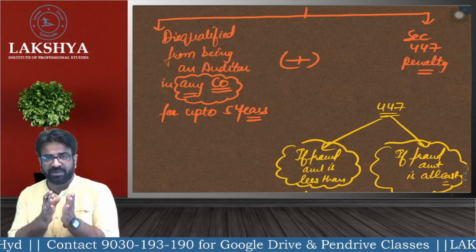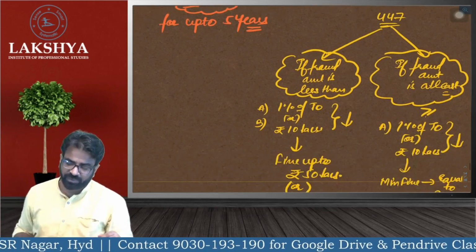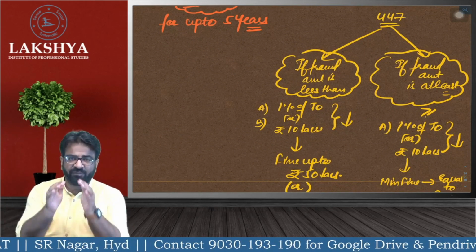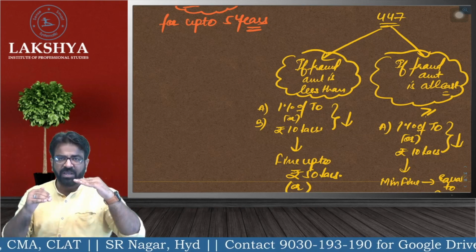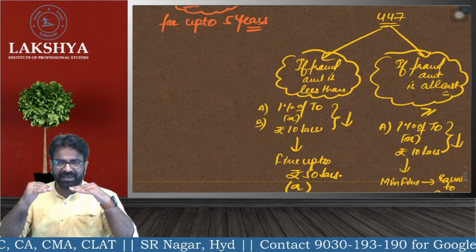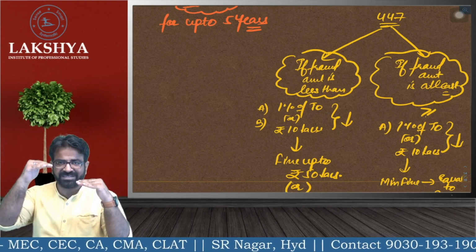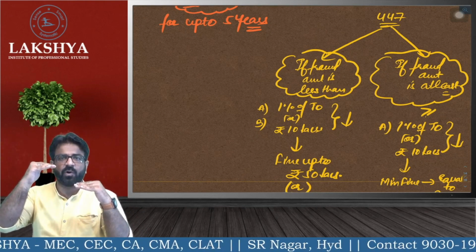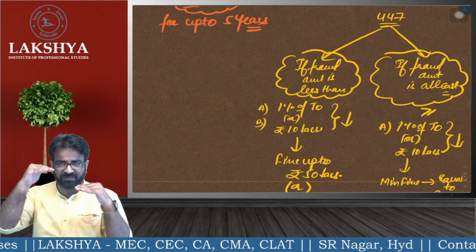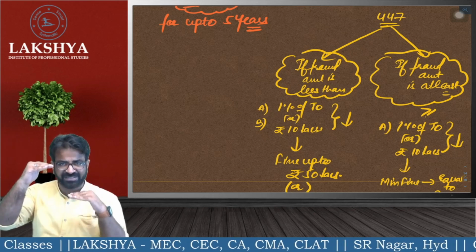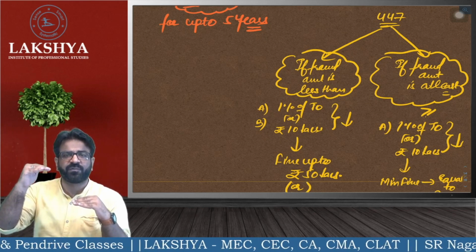And what is 447? Anyways, this is a part of your CA final law, but I am telling you here what 447 is. 447 क्या बोलता है? If the fraud amount involved is less than 1% of the turnover or 10 lakh rupees, whichever is lower, then what is the penalty? Fine up to rupees 50 lakhs or imprisonment up to 5 years or both.